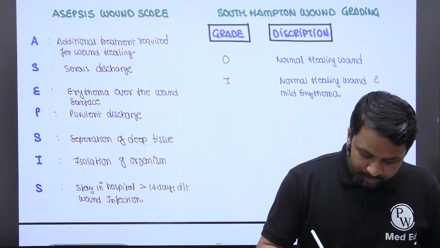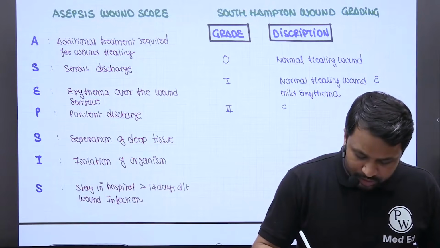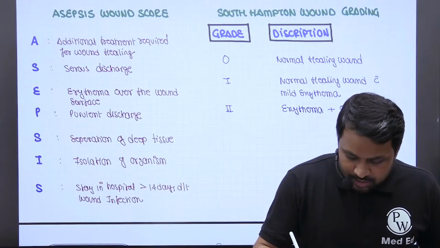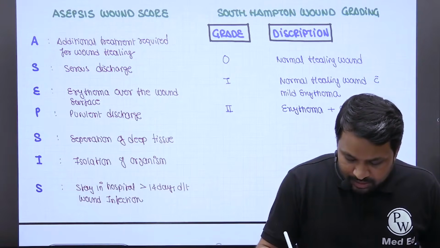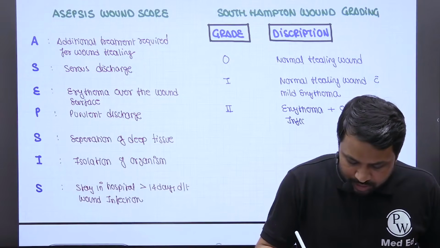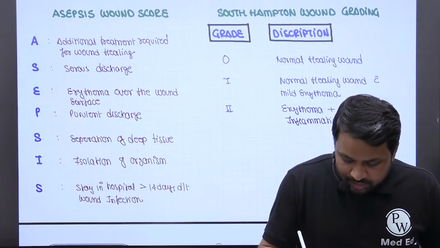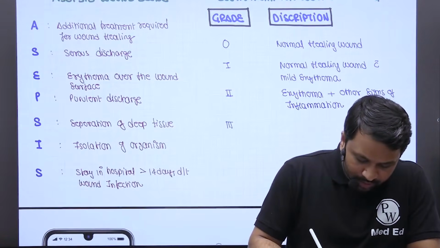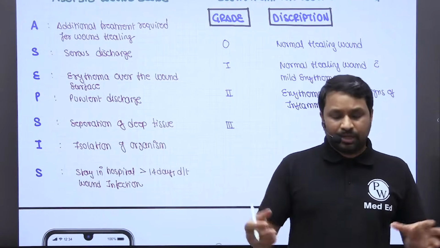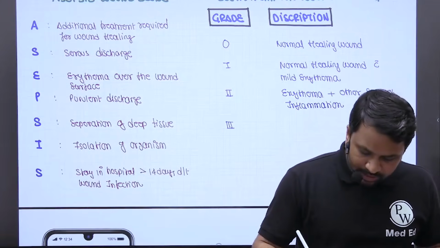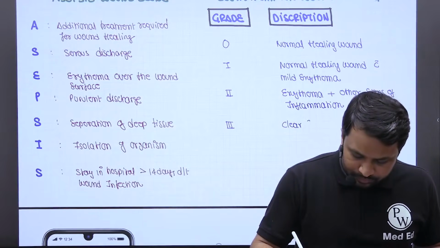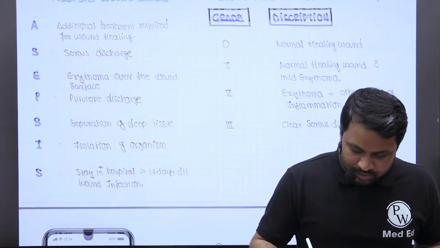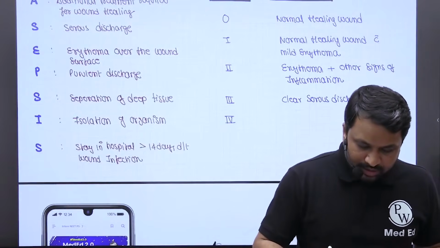Now, grade 2, there will be erythema with other signs of inflammation. So, there will be redness around the wound, the whole wound will be red, along with other signs of inflammation. When I say other signs of inflammation, I'm talking about pain, fever, and some amount of serous discharge also, but not very prominent. Okay? So, grade 2. Then you have grade 3. The skin is becoming edematous, right? In grade 3, there will be clear serous discharge from the wound site. That is grade 3.